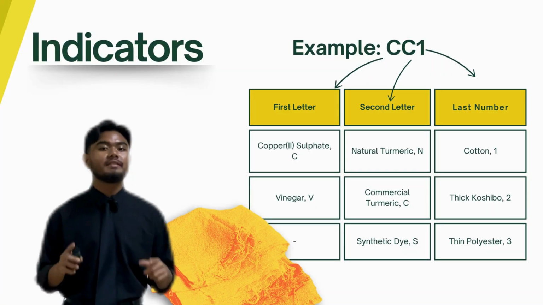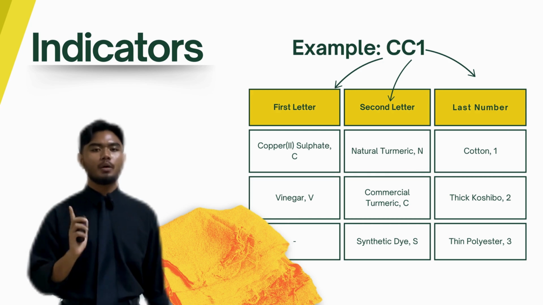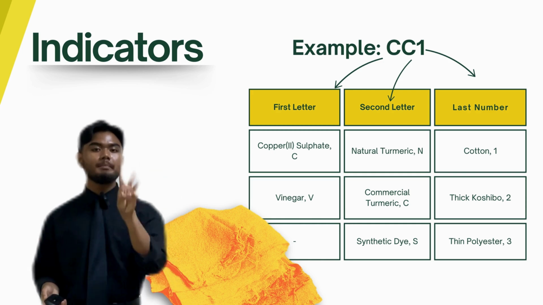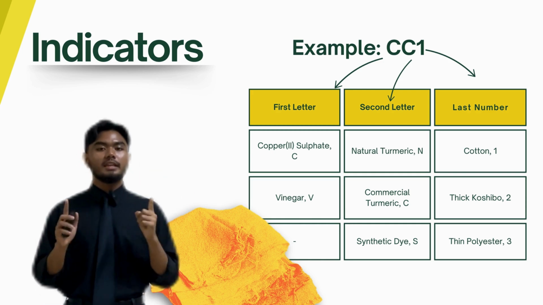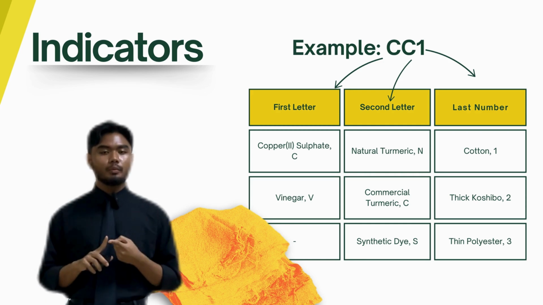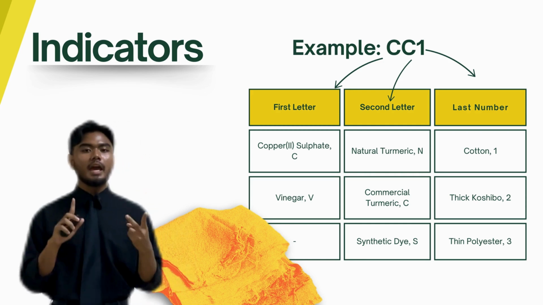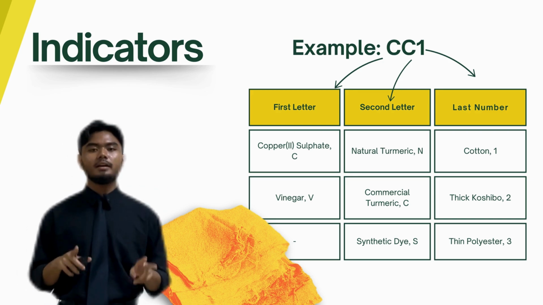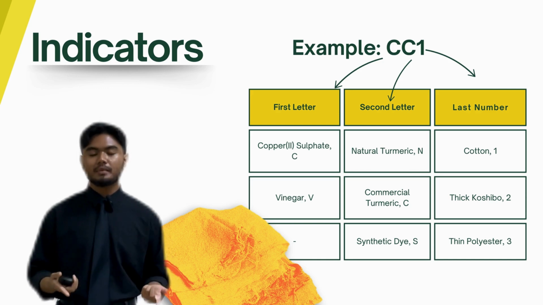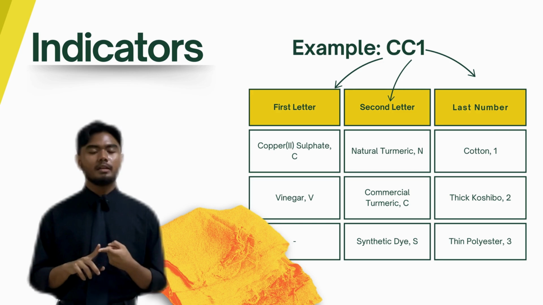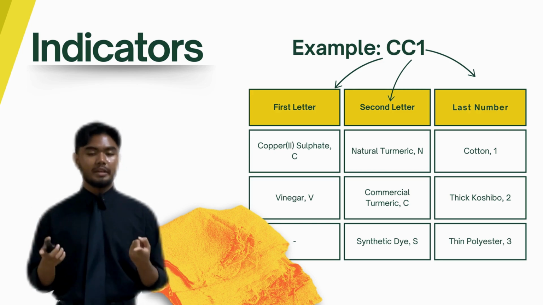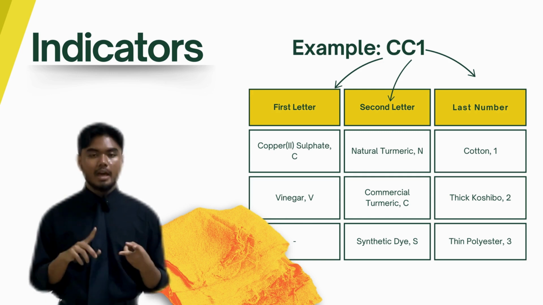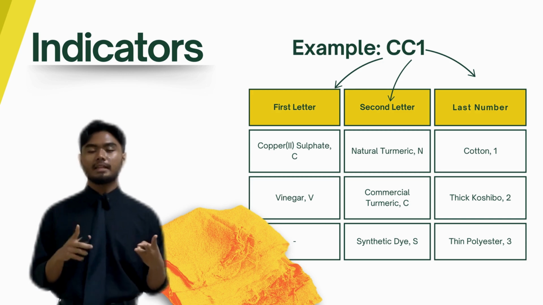Before we go deeper into the study, let us introduce you to our label indications. The label has three main components. The first letter indicates the mordant used. The first one is C, which is copper sulfate, and the second is V, for vinegar. The second letter is for the dye that we use. The first one, N, indicates natural turmeric dye. The second one, C, is for commercial dye. And last, S, is for synthetic dye.